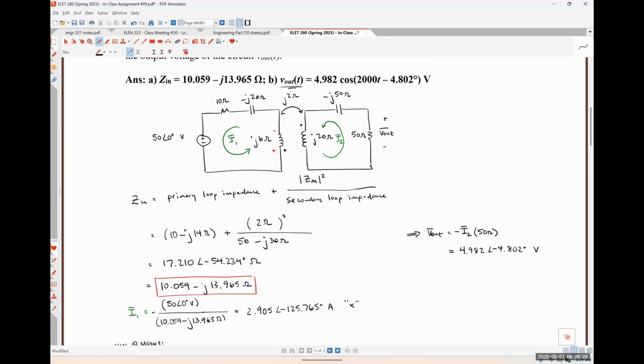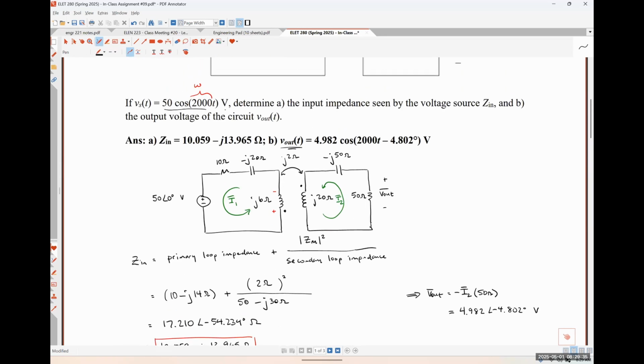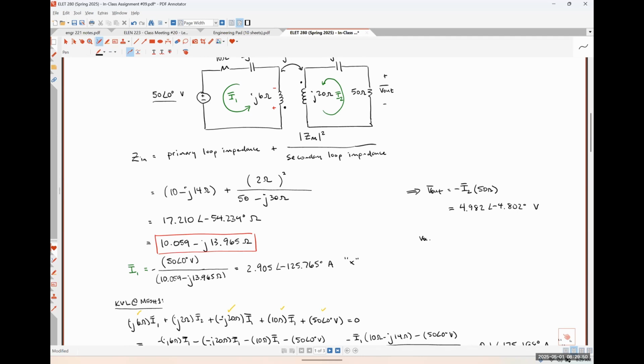So we go back to the time domain by just doing the opposite of what we did to turn this 50 cosine 2000t plus 0 degrees into this guy. So we're going to keep the magnitude, we're going to keep the phase angle, and now we're just going to add in a cosine 2000t, okay? So V out as a function of time is just going to be 4.982 cosine 2000t minus 4.802 degrees volts. Let me make that closing parentheses look less like a backwards letter C.